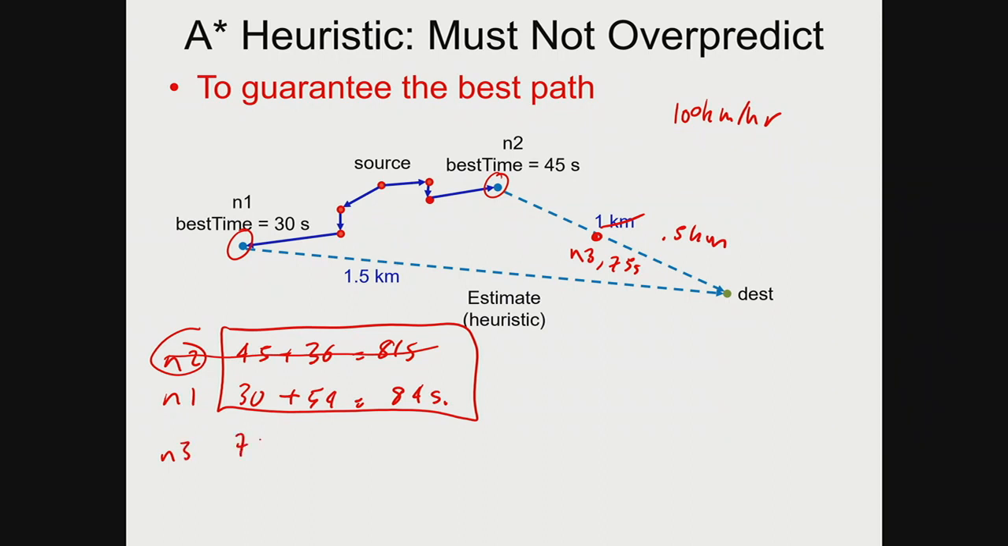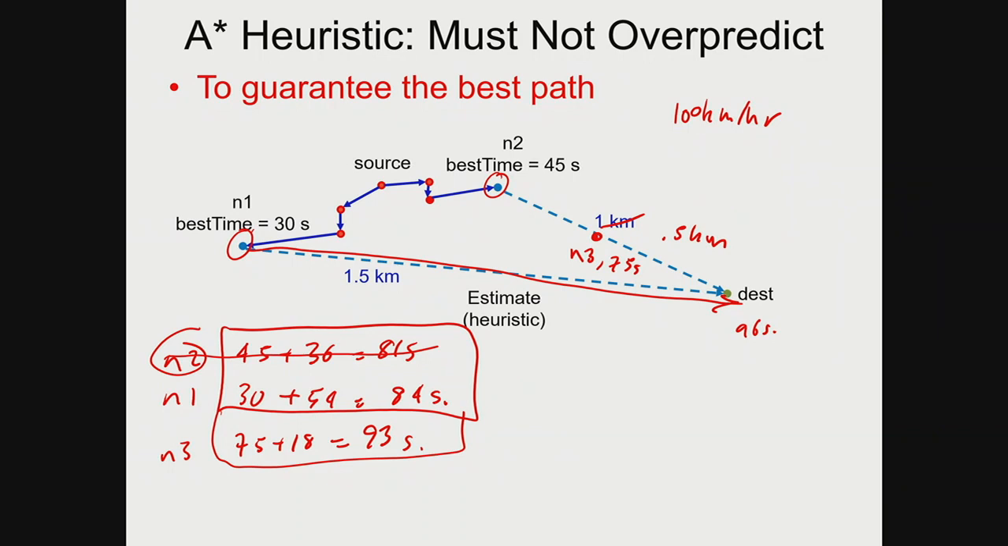That's the remaining estimated time to get to the destination. This is half a kilometer divided by 100 kilometers an hour, and that is, let's see, 93 seconds. So N3 actually looks worse now than N1. So I go and look at N1, and N1, we already said, basically goes straight to the destination and reaches it in 96 seconds. So we'd find it.